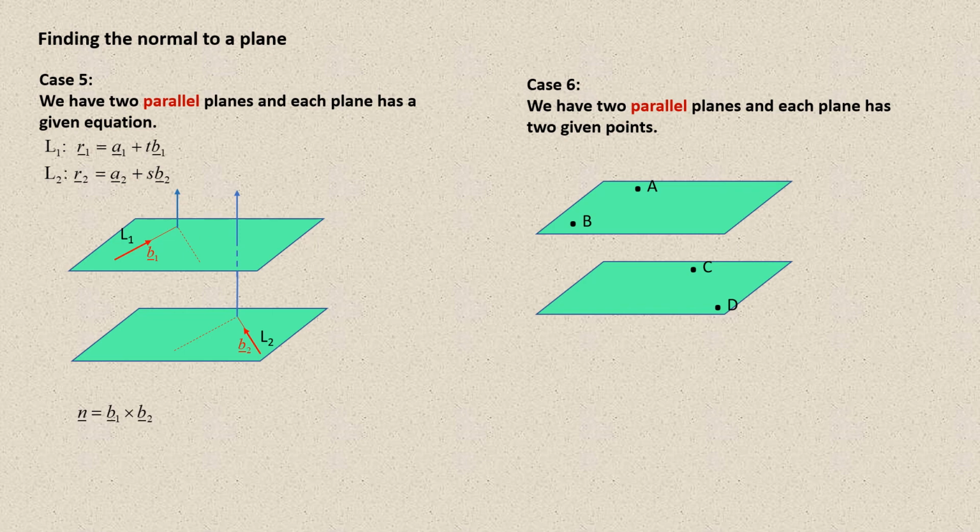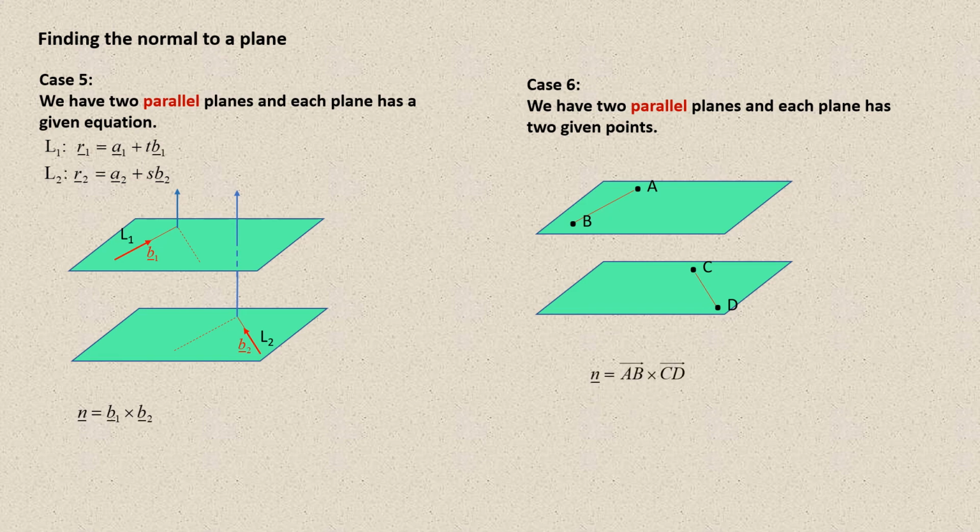Now, case number 6. Case number 6 and case number 5 are more or less the same, except now you don't have the line. Instead, you have points. So for each parallel plane, you have 2 points. We want to find the normal to the plane, so you need 2 vectors. You need to spend a little bit of time to find the vector AB and vector CD.